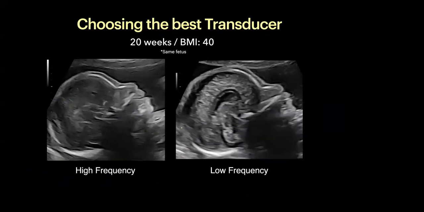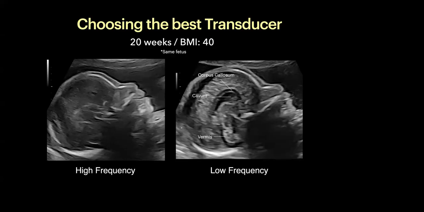So ultimately, it comes to choosing the best transducer for your ultrasound. So here is a 20-week fetus with a patient BMI of 40. Notice with the high frequency, I could really appreciate this beautiful profile view that patients love to see. We could actually see the skin overlying the bone here really well, as well as the nose, the profile, and lips and chin.